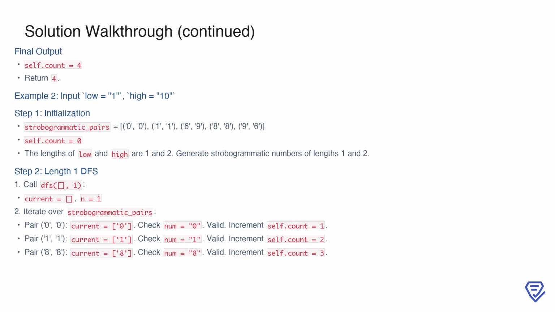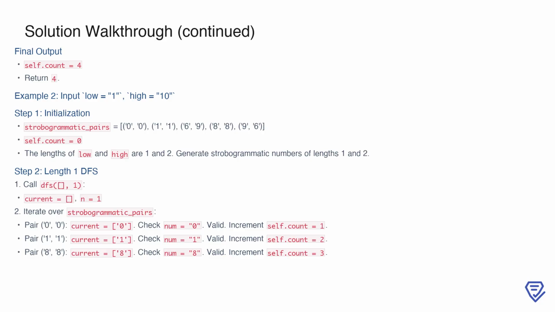Using the pair 0, 0, we generate the number 0, which is valid. We increment the count to 1. Next, using the pair 1, 1, we generate the number 1, which is also valid, so we increment the count to 2.